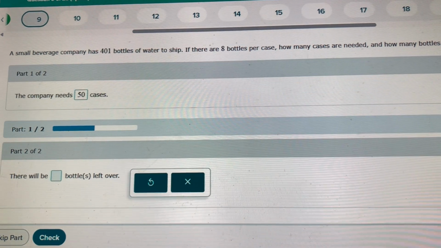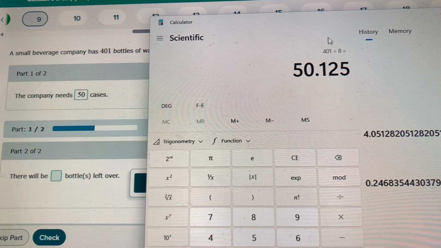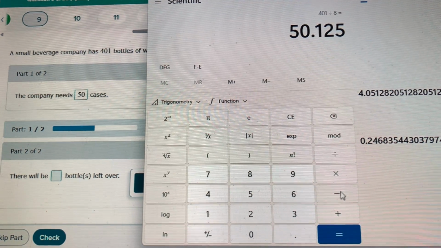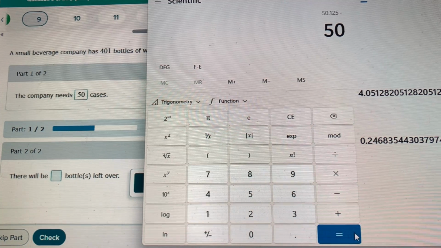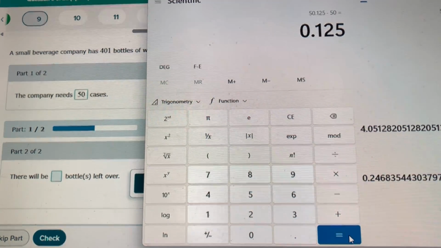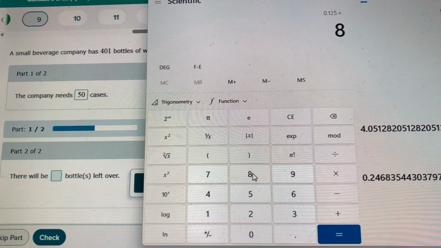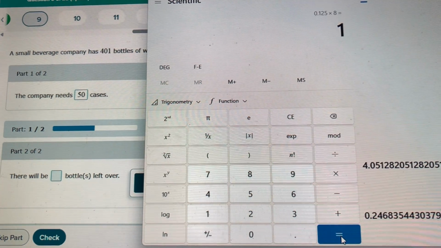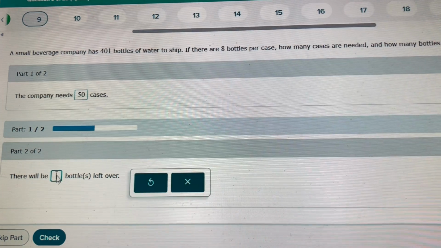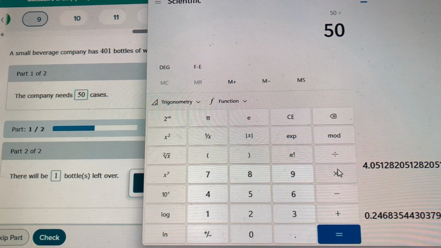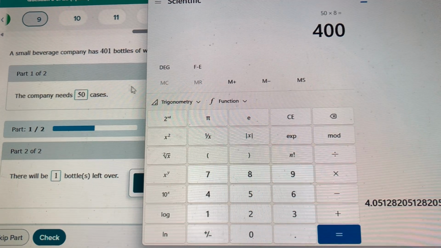But there's some bottles left over. And what you can do to figure out the leftover ones is subtract the 50, get rid of the 50 cases you already know is your first answer. There's a decimal amount left over that won't fill up a whole case. But if you multiply this by how many bottles are in a case, 8, that will be how many are left over at that point. So there's 1 left over. Or another way of thinking about it is if you get 50 cases and there's 8 bottles in every case, 50 times 8 is 400, and we had 401 bottles, so yeah, there's 1 left over.